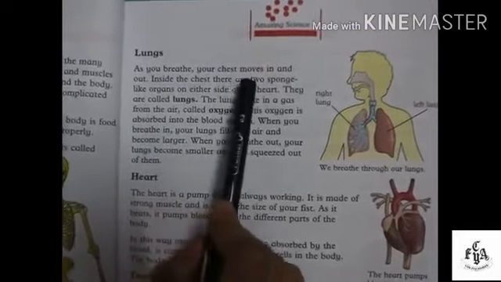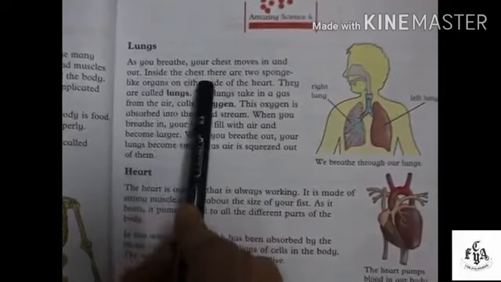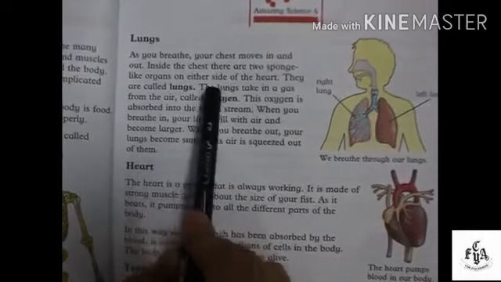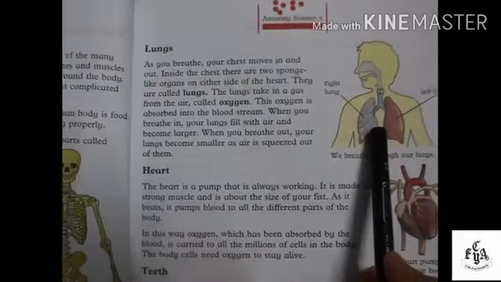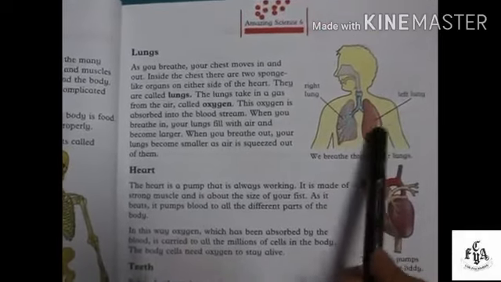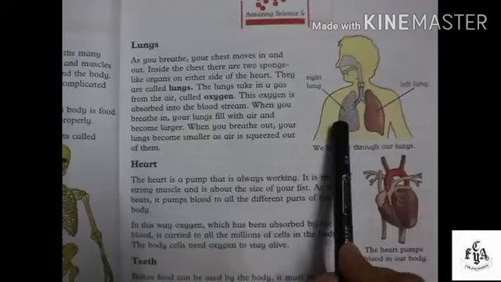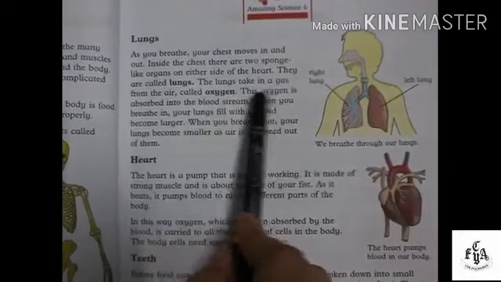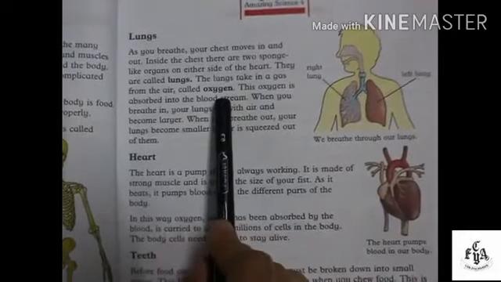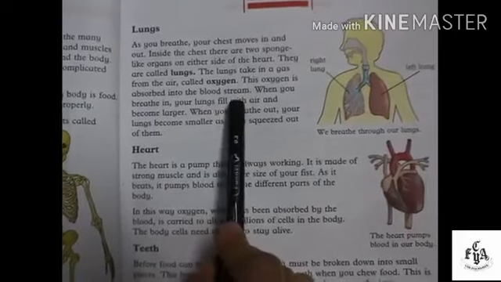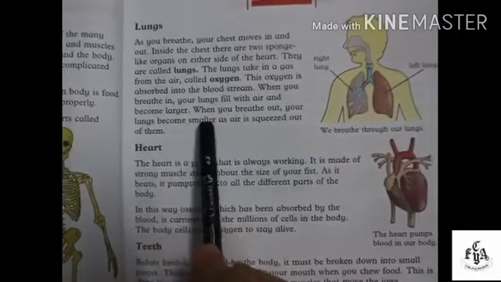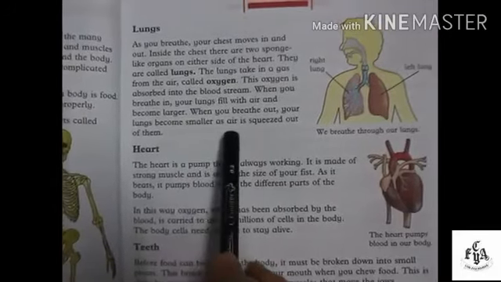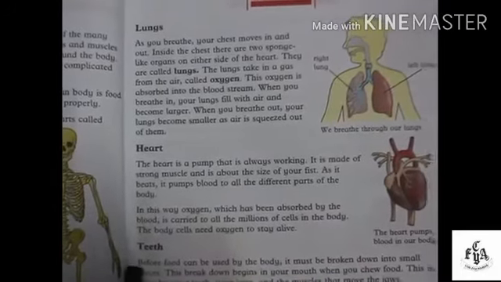Now come towards the lungs. As you breathe, your chest moves in and out. Inside the chest, there are two sponge-like organs on either side of the heart, and they are called the lungs. You can see it in the picture here. There are two lungs. One is the left lung and one is the right lung. The lungs take in a gas from the air called oxygen. This oxygen is absorbed into the bloodstream. When you breathe in, your lungs fill with air and become larger. When you breathe out, your lungs become smaller as air is squeezed out of them.